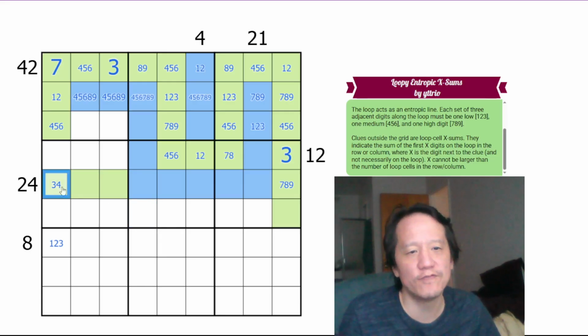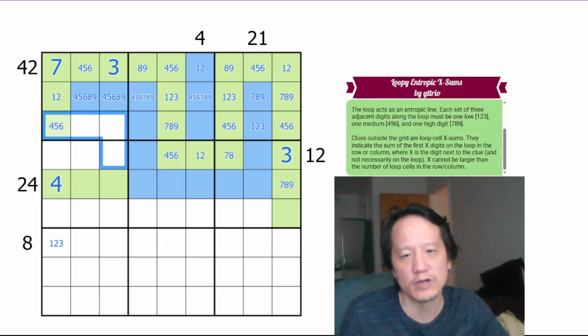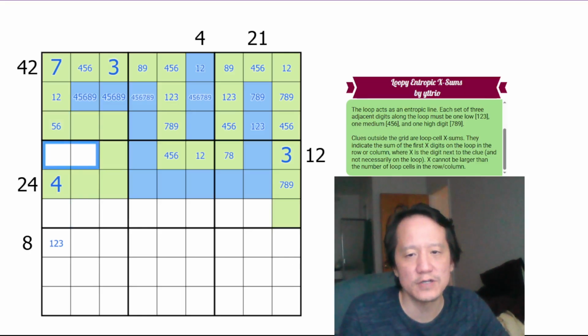It must be 4. And therefore, because of that, this cannot connect this way. So it must connect this way. Clever, actually. That means this can't be 4. These are not on the loop. It must exit out this way. It cannot go here, so it must go on the loop here, which means this can never be a 1.